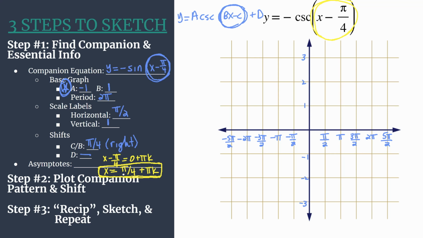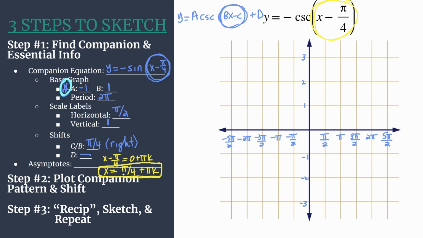All right, so we've done a lot of the analysis and setup. We're ready for step 2. Let's plot this companion pattern and then we'll shift it. So make sure you're using a different color or marking lightly. This is not our final graph, but it's sort of our helper or our companion graph. Also, don't forget we have this negative 1 from our analysis in step 1.